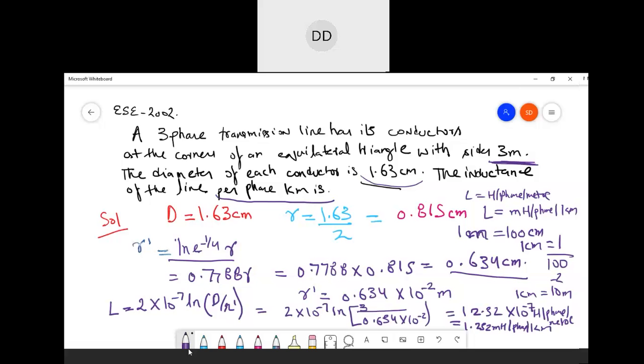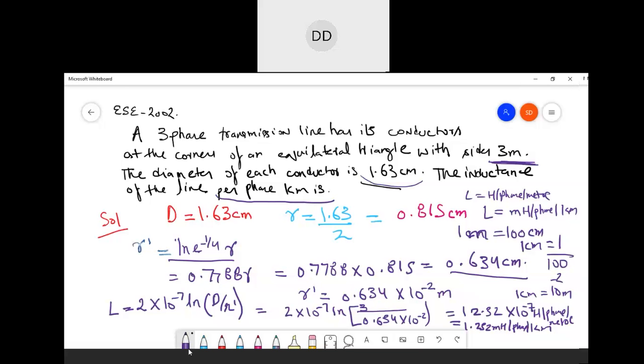So let's move to today's topic that we'll be studying. In today's topic, we are going to learn how to calculate the inductance for a three-phase line. Usually you must have seen 4 in 10 power minus 7, but when we consider a three-phase transmission line, we consider per phase. That is the reason I have taken 2 in 10 power minus 7. If you have any doubts, you can put them in the comment section, and I'll explain, no problem.